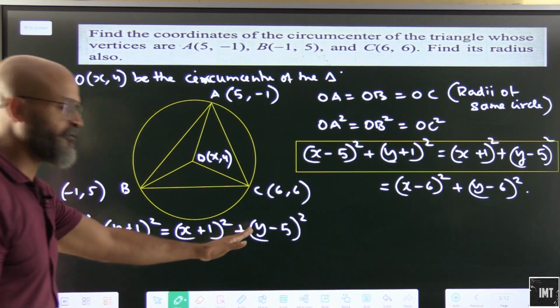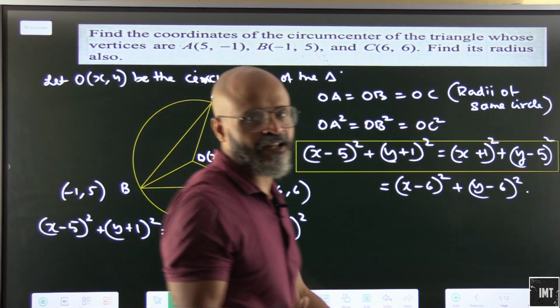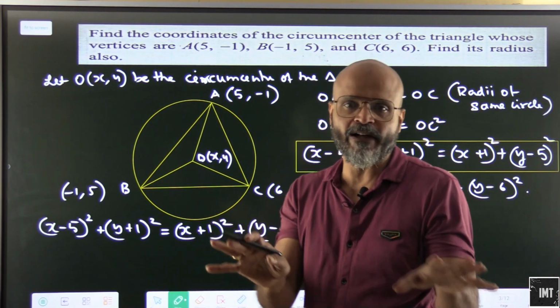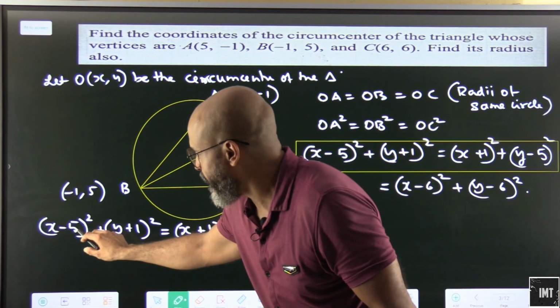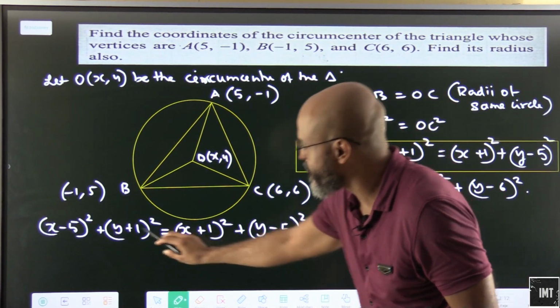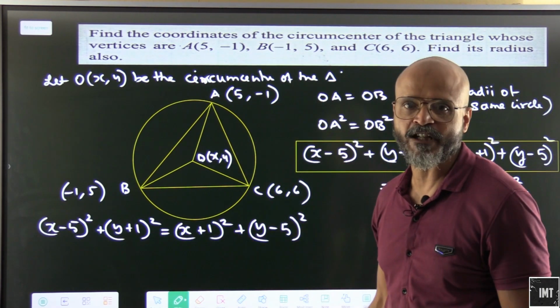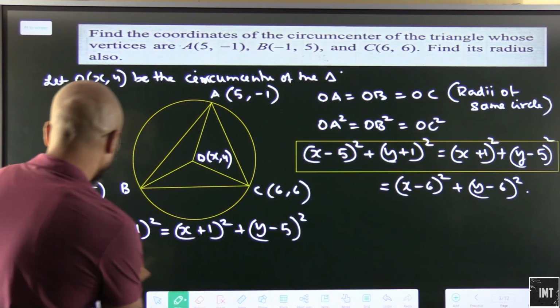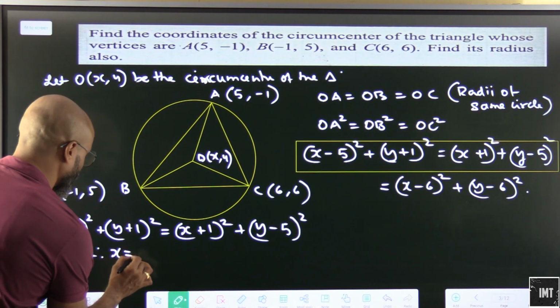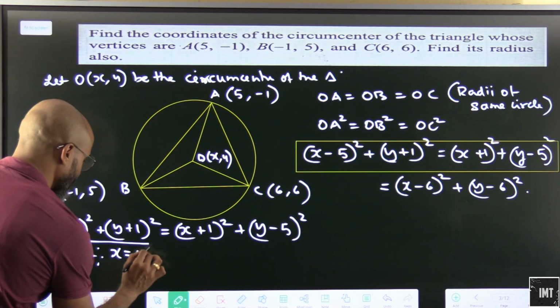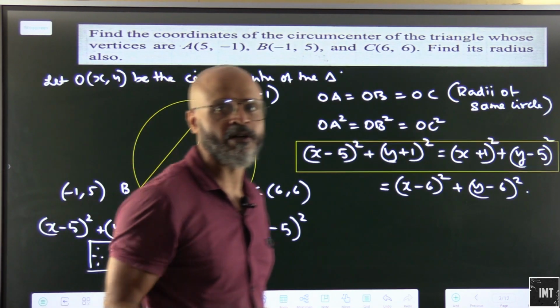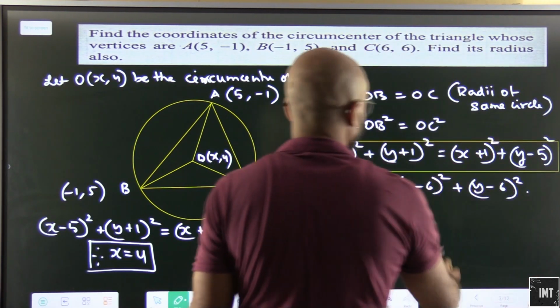It's very evident from the equation itself. We don't have to calculate anything here. Here x minus 5, here y minus 5, here y plus 1, here x plus 1. So if these two are equal, we can say therefore x is equal to y. Straight away we can say that x is equal to y. We don't have to solve anything out here.